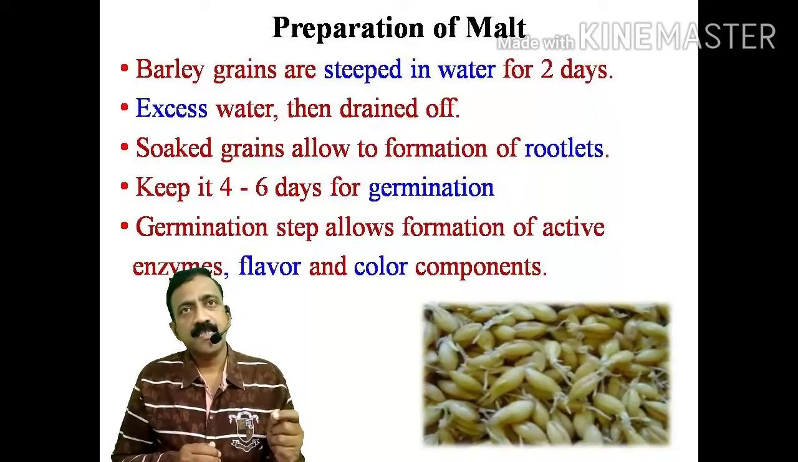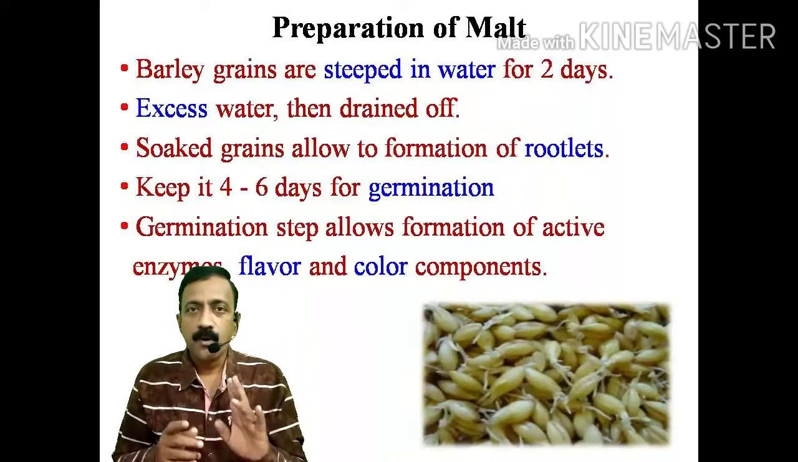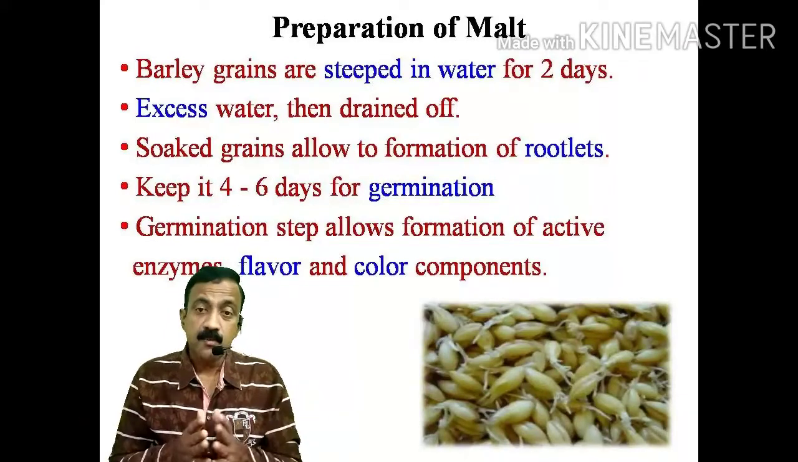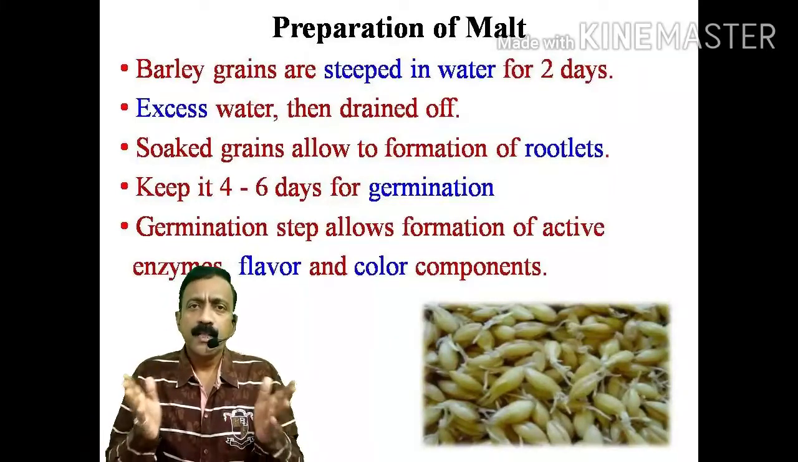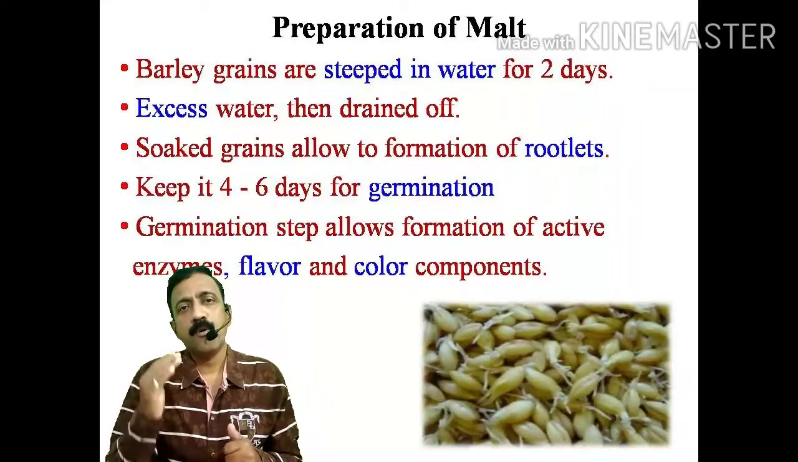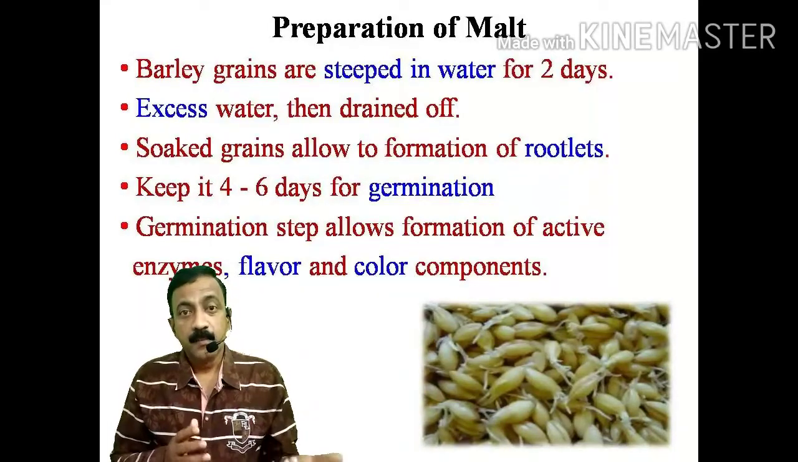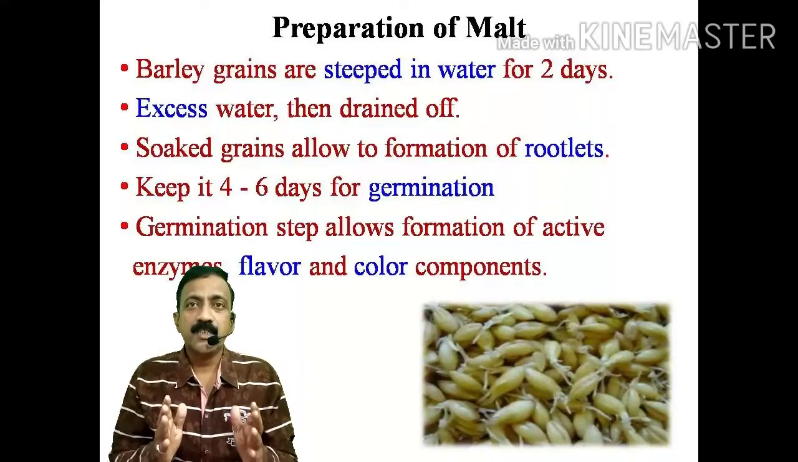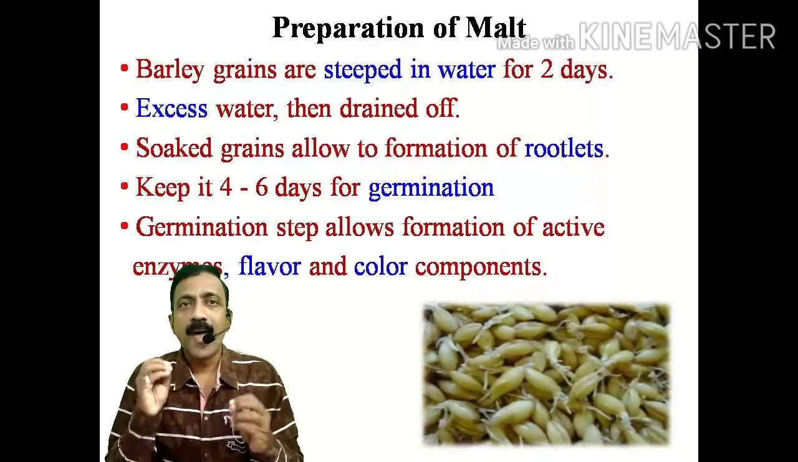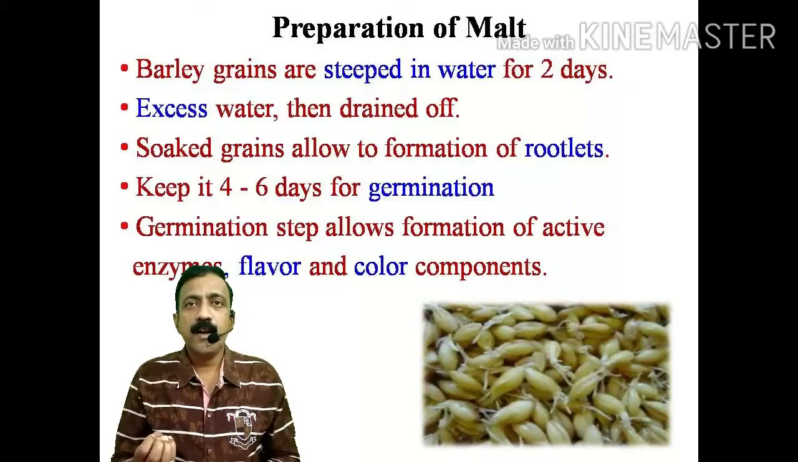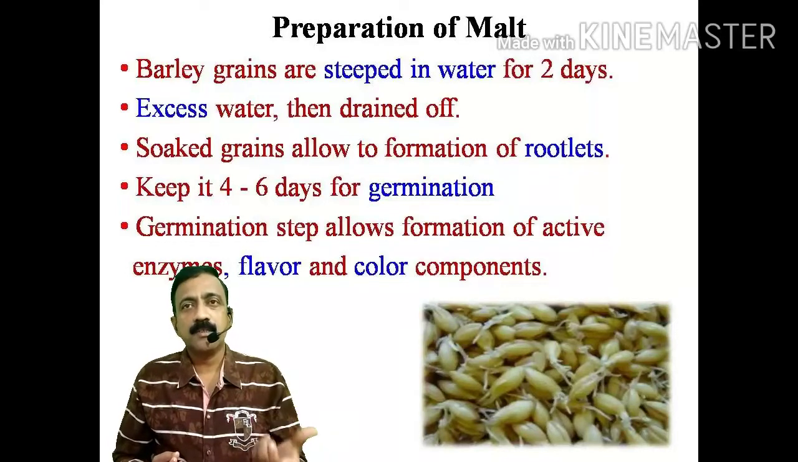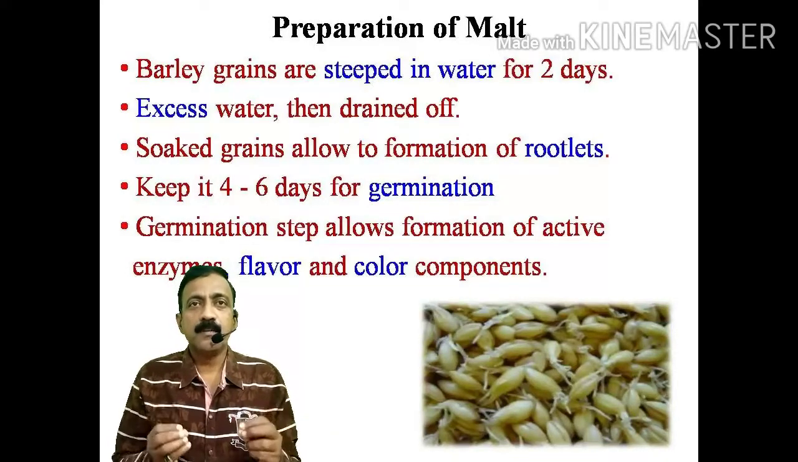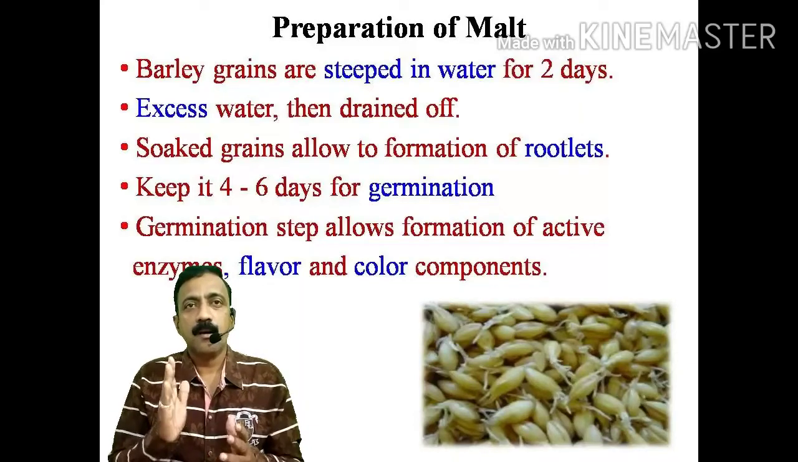Barley grains are steeped in water for 2 days. Then the excess water is drained off. Then the soaked grains are allowed to form rootlets. Keep it for 4 to 6 days for germination. The germination step allows the formation of active enzymes, flavoring compounds, and color components in the beer. So the germination process is very important for malt preparation.